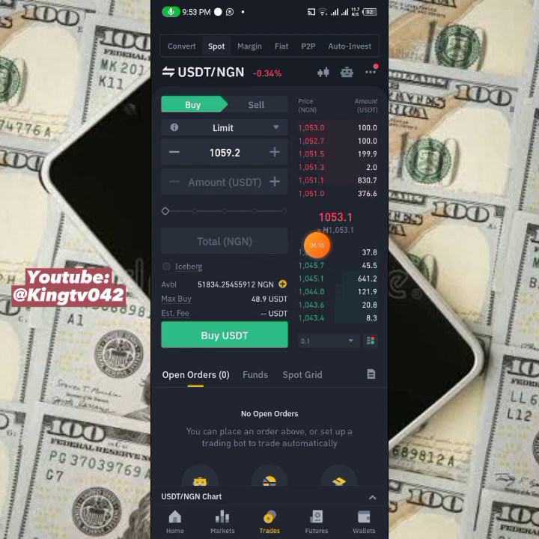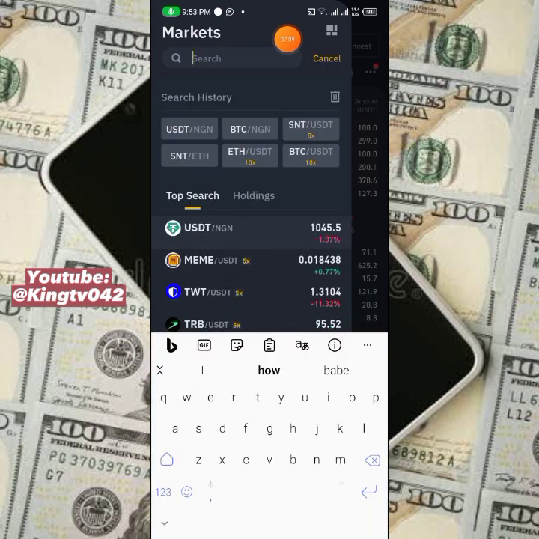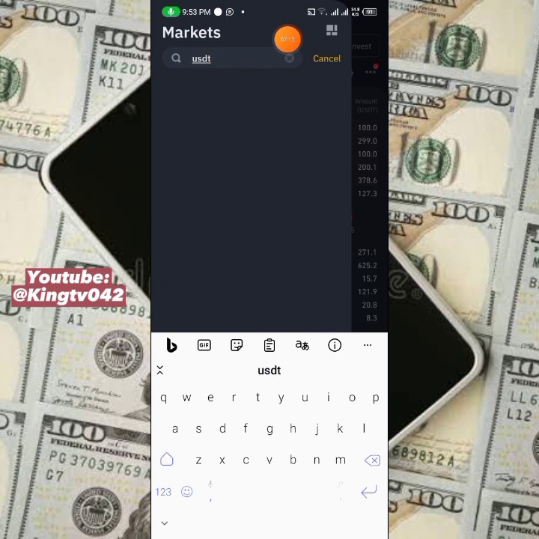Now, how do you convert this coin, this NGN, to USDT? First, you must pair with the asset you want to convert with. Let's say you want to pair with any asset. You have to click here. You search for USDT, or you search for NGN slash USDT. Now the pair USDT slash NGN would appear here.